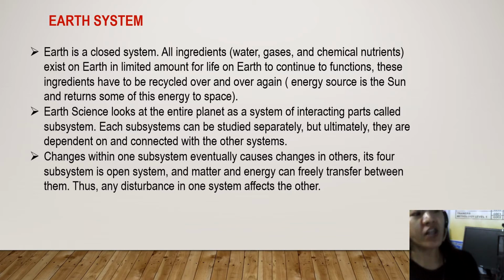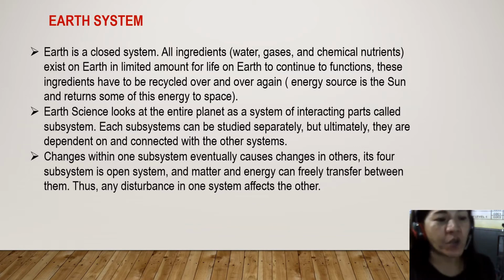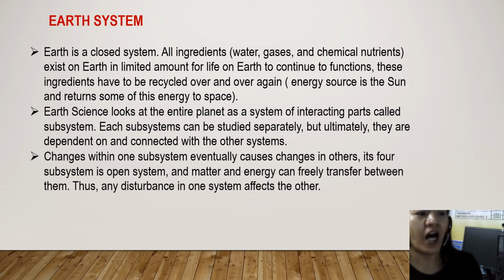Now, Earth science looks at the entire planet as a system of interacting parts called subsystems. So each subsystem can be studied separately, but ultimately they are dependent on and connected with the other systems. So put this in mind. Changes within one subsystem eventually cause changes in others.